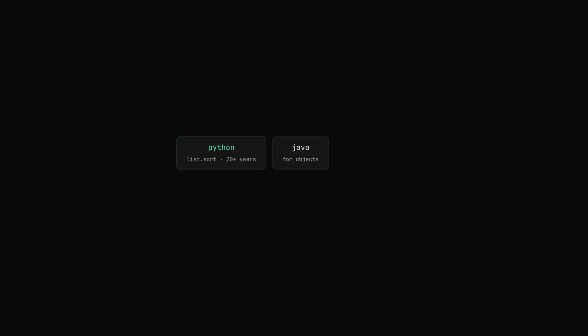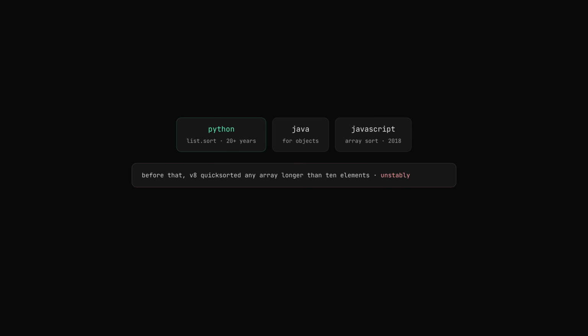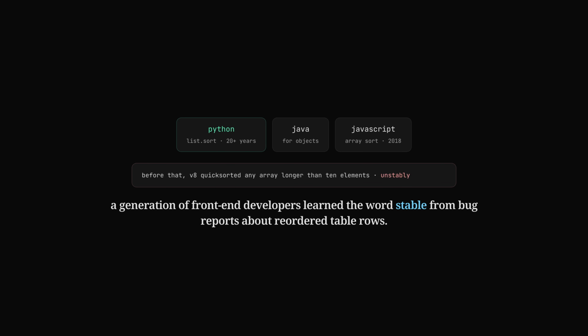Java adopted it for objects, and in 2018 it became JavaScript's array sort too. Before that, V8 quicksorted any array longer than 10 elements, unstably. A generation of front-end developers learned the word stable from bug reports about reordered table rows.